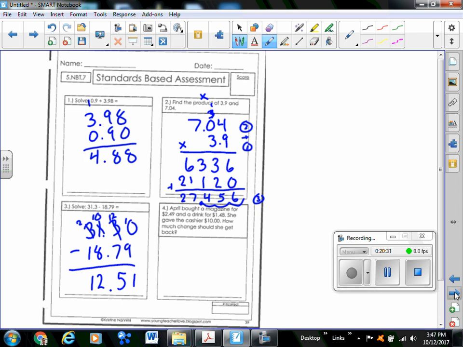Okay, the next one. Andy bought a magazine for $2.49 and a drink for $1.48. She gave the cashier $10. How much change should she get back? So first, add up the $2.49 and the $1.48. 9 plus 9 is 18, so 9 plus 8 is 17. 4 and 4 is 8, plus 1 is 9, 2 and 1 is 3. So she spent $3.97 on the magazine and a drink. We need to subtract that from $10.